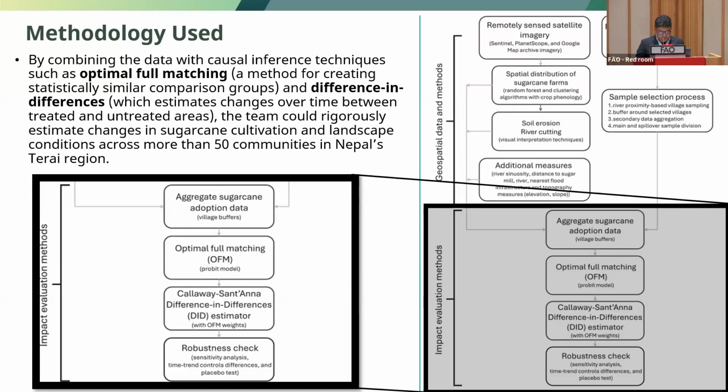In preparing for GIE, the data was compiled, aggregated, and analyzed at community level. By combining the data with causal inference techniques such as optimal full matching, a method for creating statistically similar comparison groups, and difference-in-differences, which estimates changes over time between treated and untreated areas, the team could rigorously estimate change in sugarcane cultivation and landscape conditions across more than 50 communities in Nepal's Terai region.